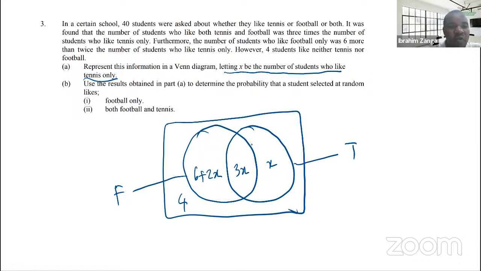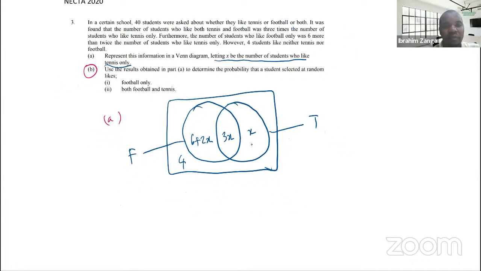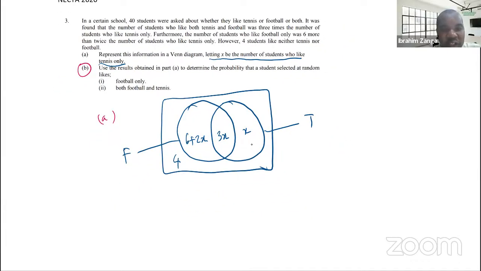Now we go to B, because we have already solved A. In B, use the result obtained in part A to determine the probability that the student selected at random likes football only, or both football and tennis. So first of all, let us find the value of X.